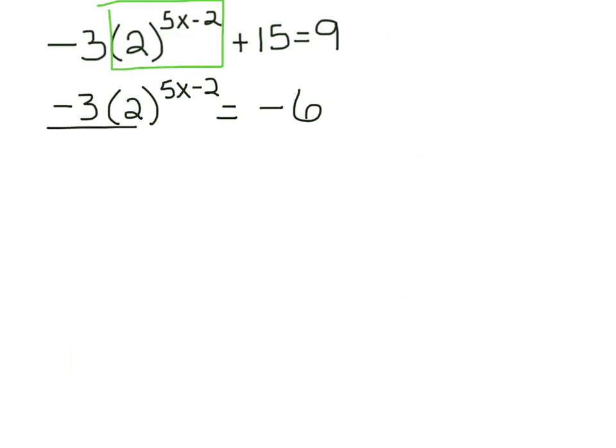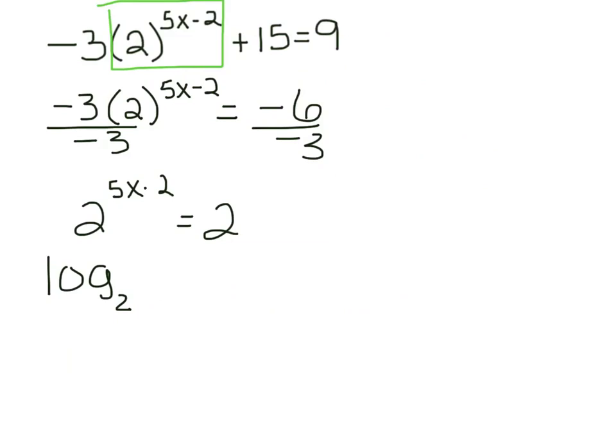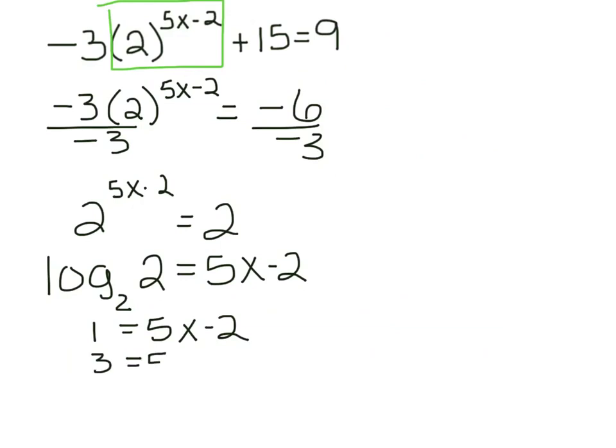Then we need to divide off this -3 so that we have 2 to the 5x minus 2 power equals 2. And now that our exponential part is isolated, we can change it to a logarithm. Log base 2 of 2 equals 5x minus 2. And log base 2 of 2 is 1, so 1 equals 5x minus 2. And now we're just doing our baby algebra and solving for x. 3 equals 5x, 3/5 equals x.